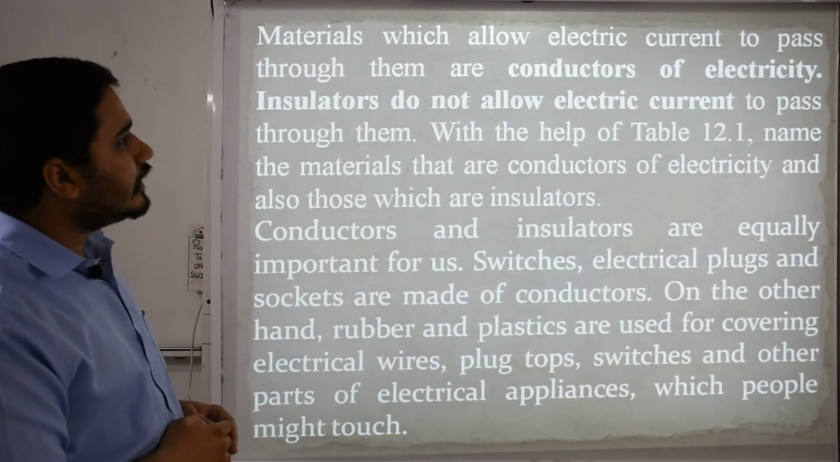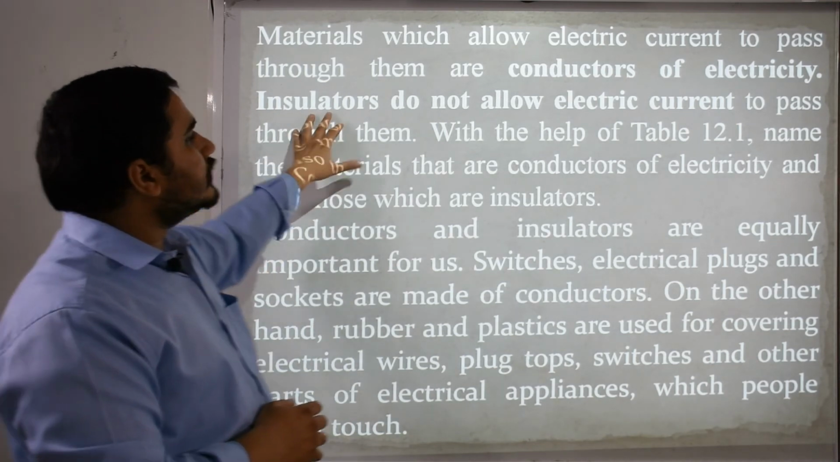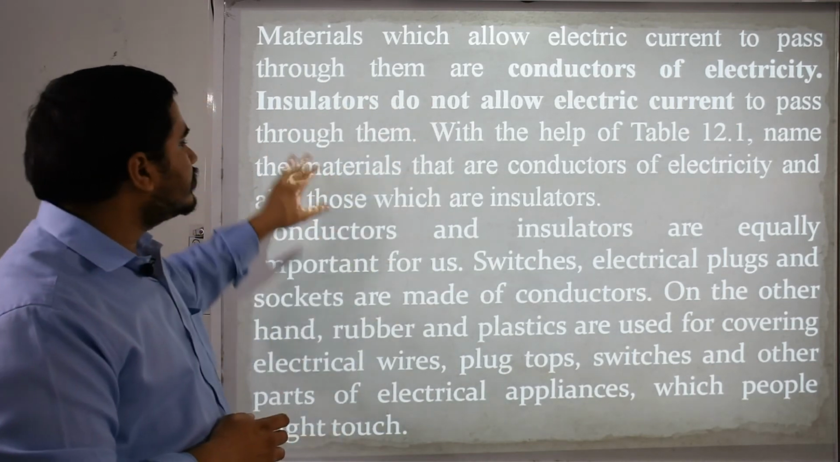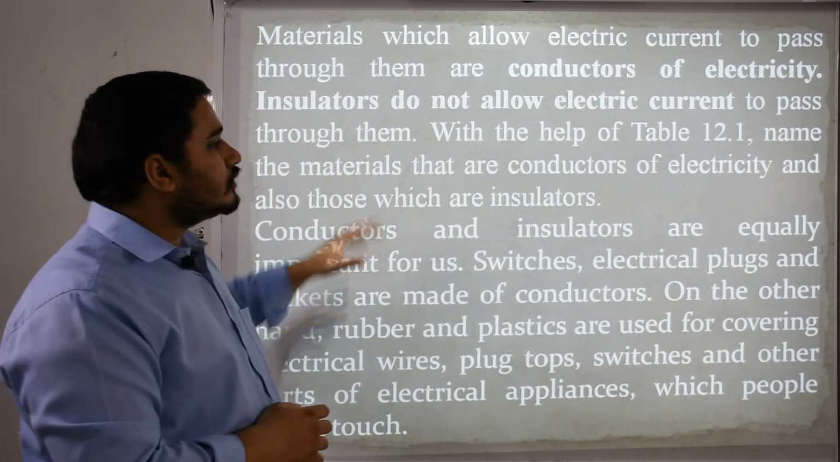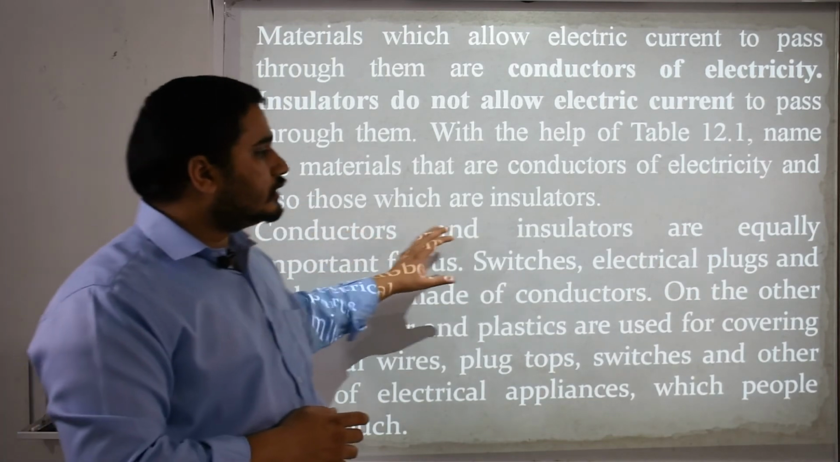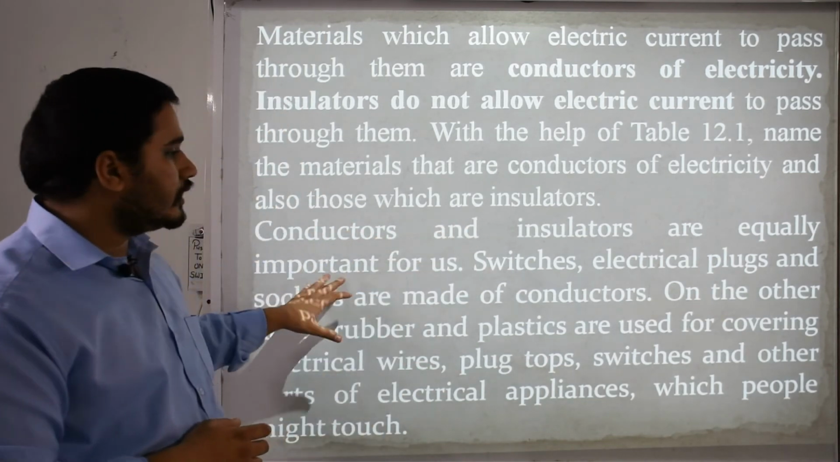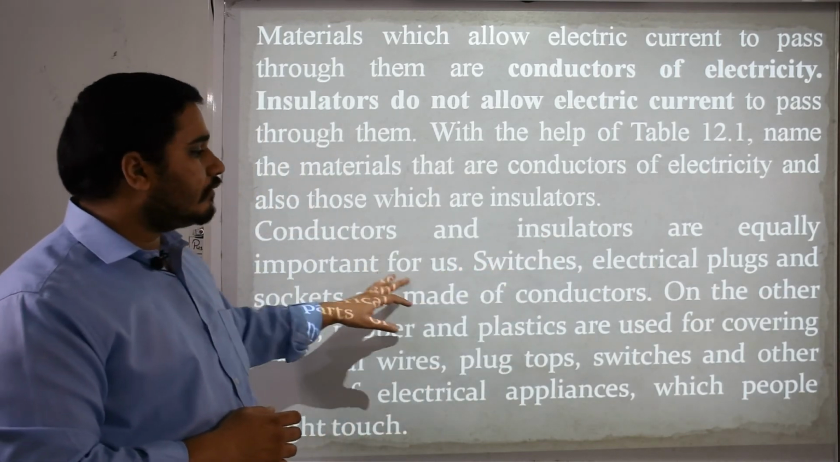Materials which allow electric current to pass through them are conductors of electricity. Insulators do not allow electric current to pass through them. With the help of the previous table, name the materials that are conductors of electricity and also those which are insulators. Conductors and insulators are equally important for us, as switches, electrical plugs and sockets are made up of conductors.